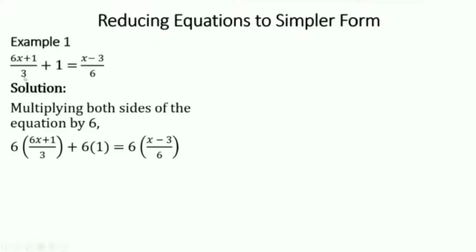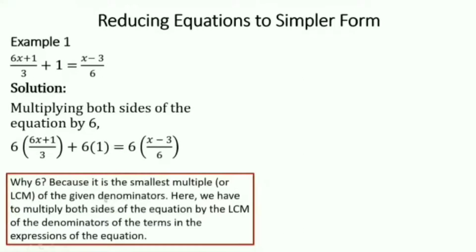Here we have 3 and 6 in the denominator. So taking the LCM of 3 and 6, which is 6, we will multiply both the sides of the equation by 6 and we'll get 6 into (6x plus 1) upon 3 plus 6 into 1 is equal to 6 into (x minus 3) upon 6. Whenever you are given such type of equations, you will take the LCM and multiply both sides with the LCM.